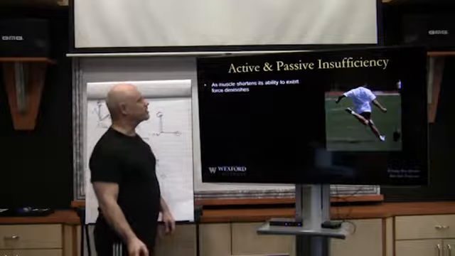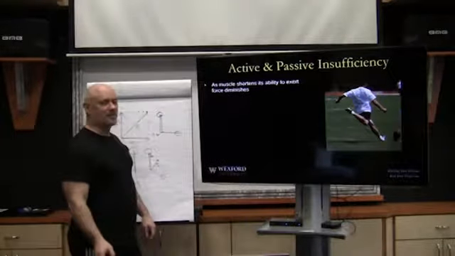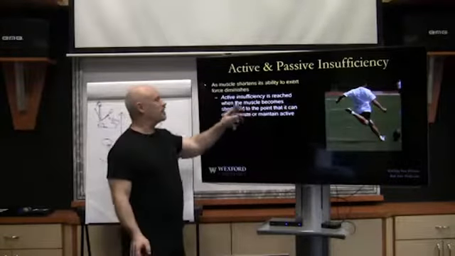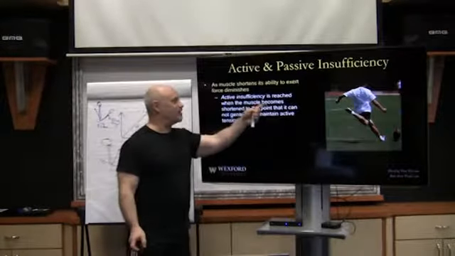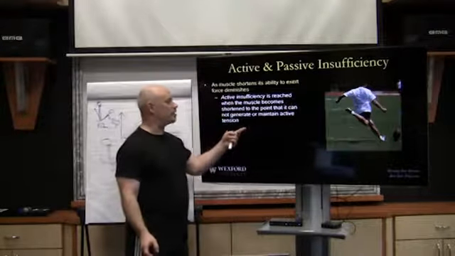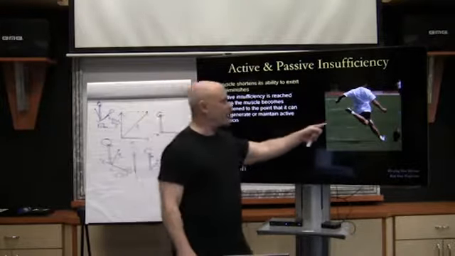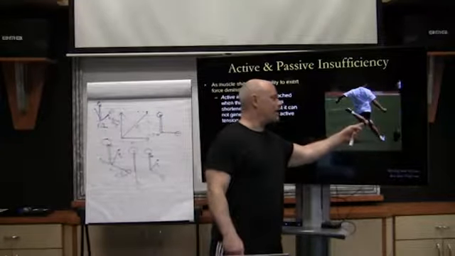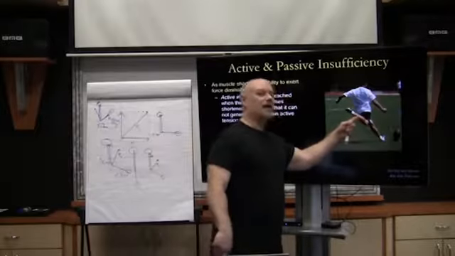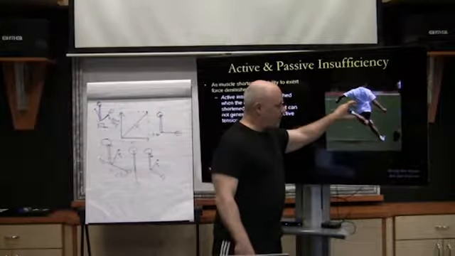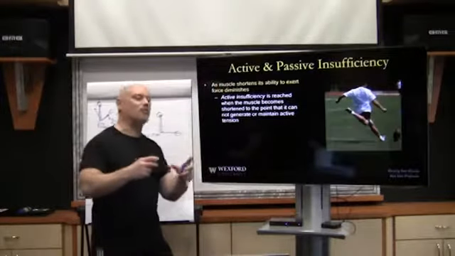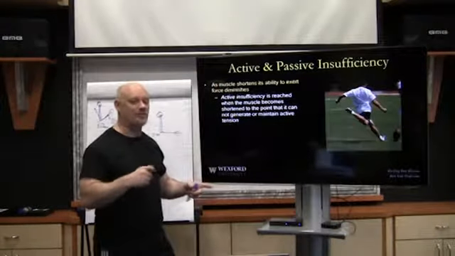We just talked about this, active and passive insufficiency. As the muscle shortens, its ability to exert force diminishes. And active insufficiency is reached when the muscle becomes shortened to the point that it cannot generate or maintain active tension. And that would be, in this case, as he's coming back, the hamstring, which does hip extension and knee flexion. It's contracting on both sides, so it's actively insufficient. It can't really go through each joint's full range of motion.